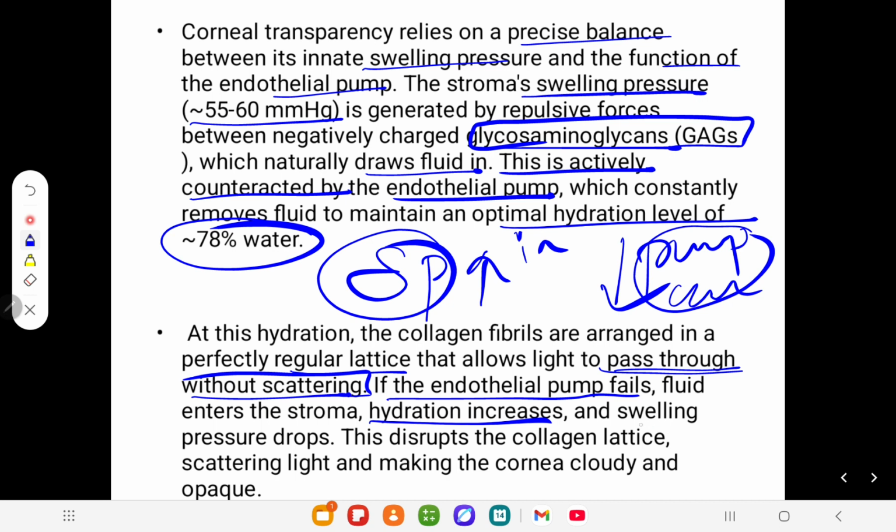So hydration increases and swelling pressure drops. This disrupts the collagen lattice. So basically, this disrupts the collagen lattice pattern and causes scattering of the light, making the cornea cloudy. Isn't it Maurice's theory? Yes.